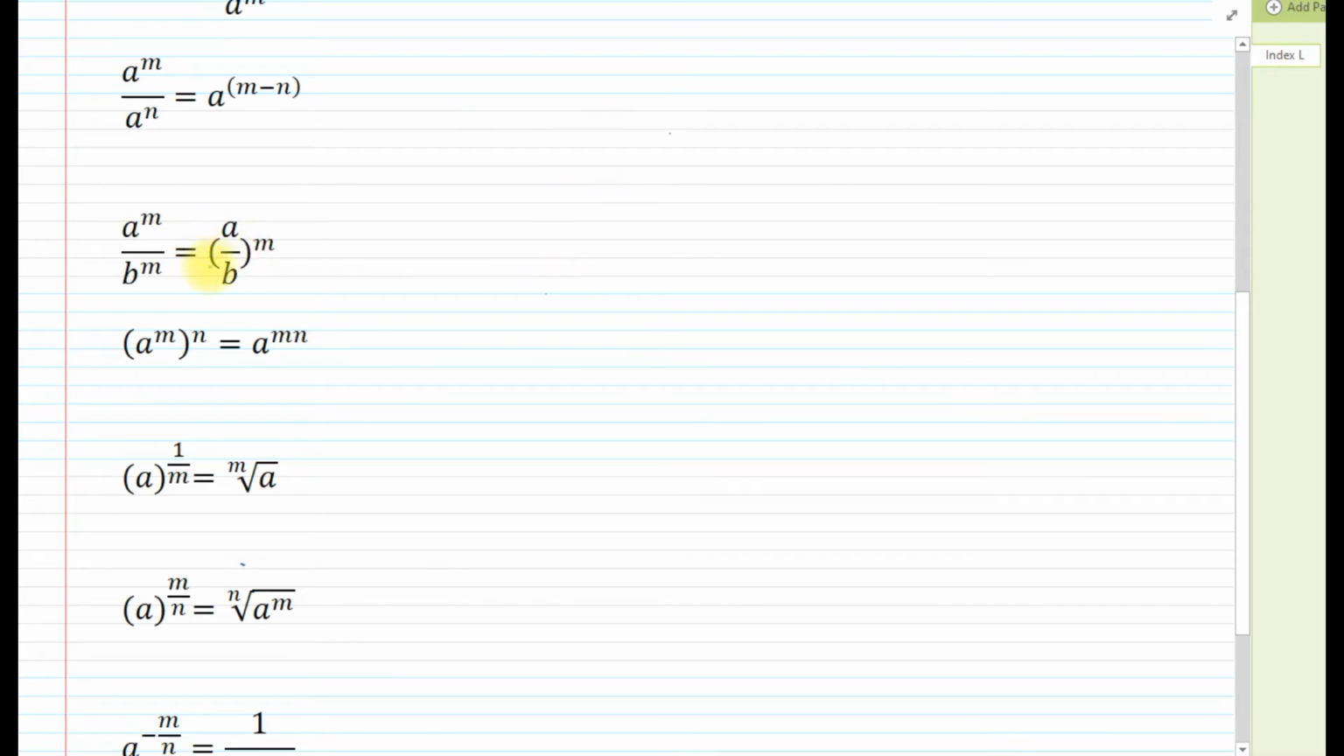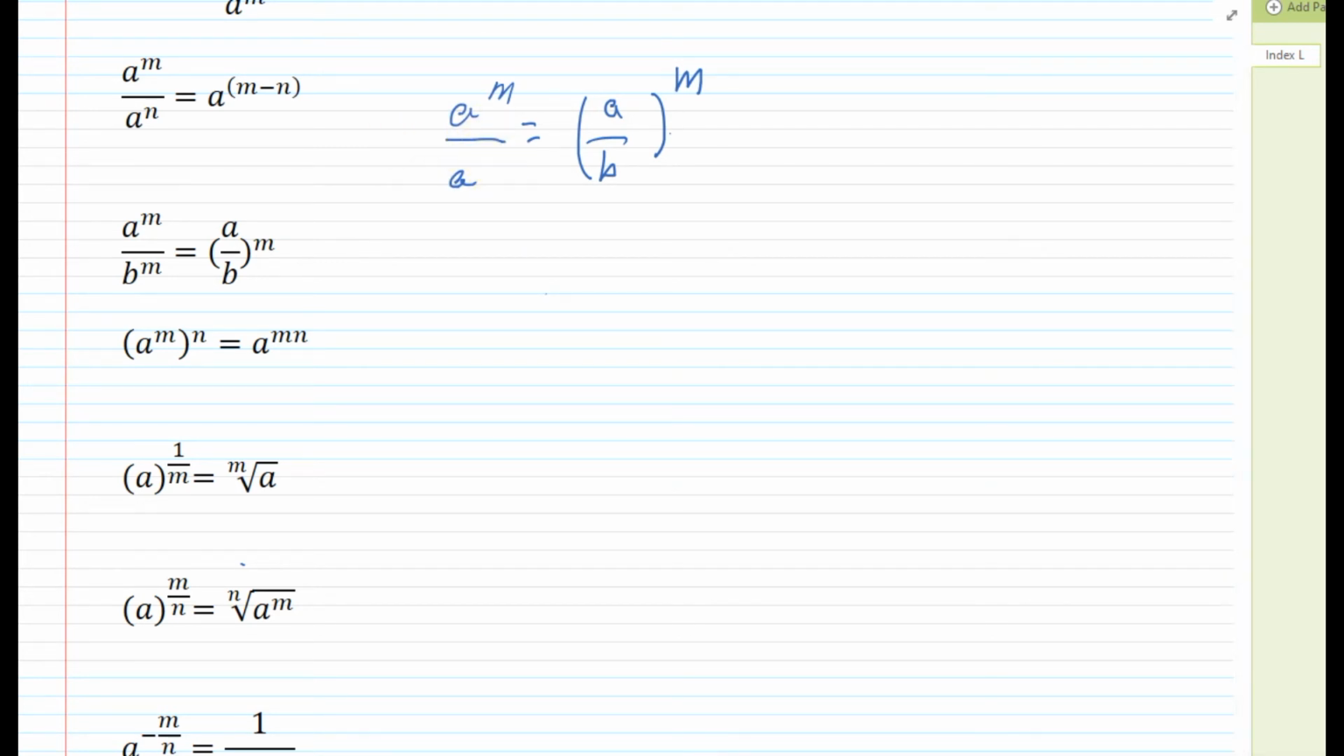Now, what happens when we have a fraction involving indices where the bases are different but the indices are the same? As you can guess, just as in the case where we didn't have a fraction, the index remains the same and the bases are divided. So if I have a to the power m divided by b to the power m, it will be a over b, both of them to the power m, because here we're saying the indices are the same.